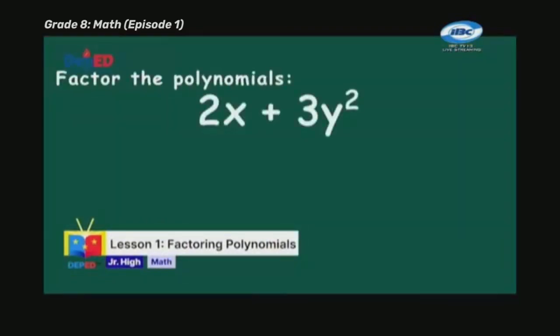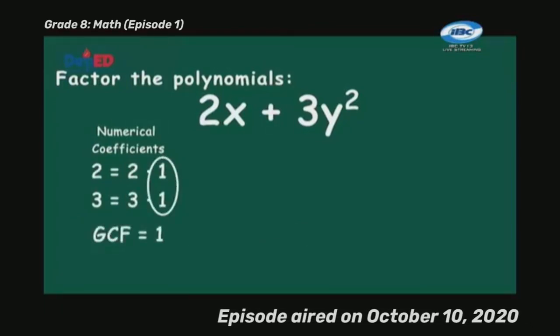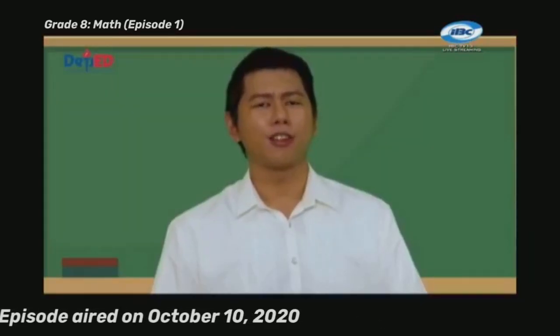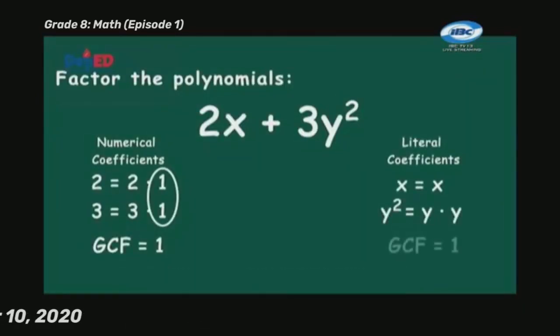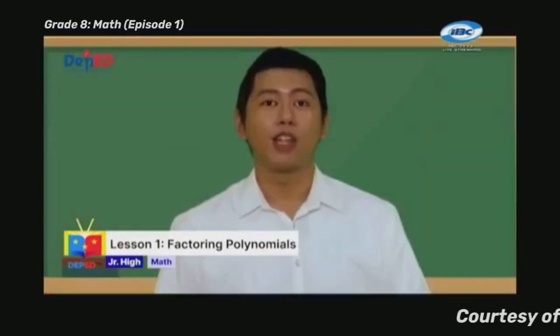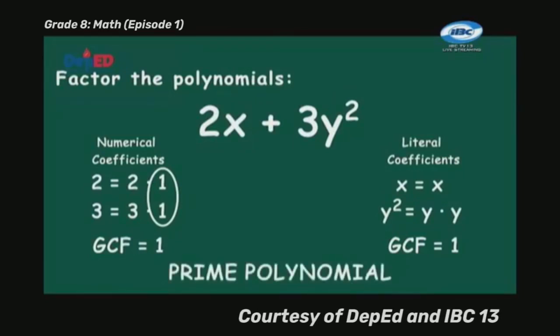Get the factors of 2x plus 3y squared. What is the greatest common factor of 2 and 3? Since these numerical coefficients and constant are relatively prime, the greatest common factor is 1. How about the literal coefficients? They do not have any common variables. Hence, the greatest common factor is also 1. Similar to our previous example in finding the greatest common monomial factor, there will be instances that it is 1. We call these polynomials prime polynomials.